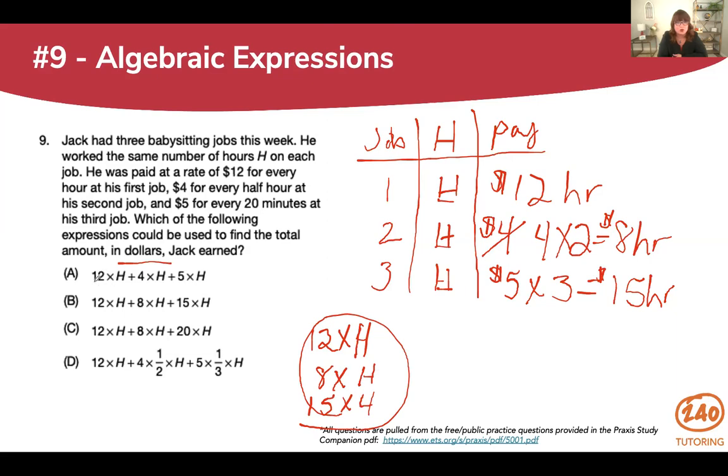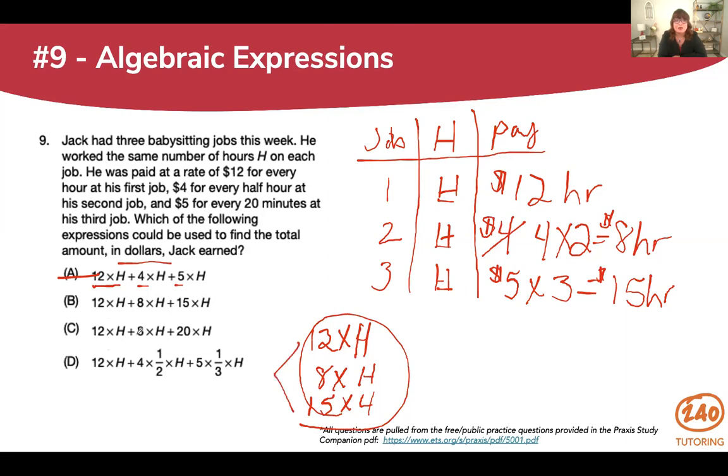We have 12 times the hours he worked, and 4 and 5. Well, those weren't hourly pay, so that won't work, because if you do 4 times the hours he worked, he was making $4 every half hour. So A is not correct. 12 times H plus 8 times H plus 15 times H. That's what we have right here.